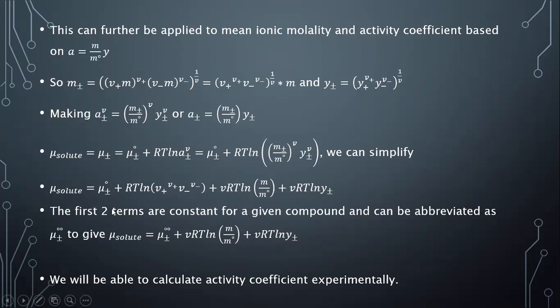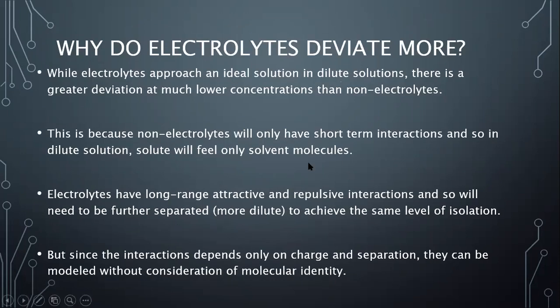However, now that this is going to be our chemical potential for a solute, and that essentially our molar Gibbs, we can now essentially calculate the activity coefficient experimentally. We can find out what's the activity coefficient for a given solution by doing experiments.